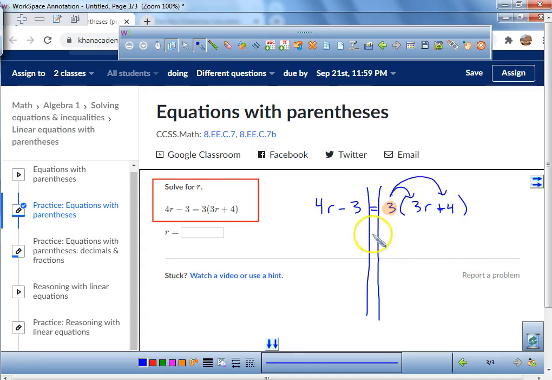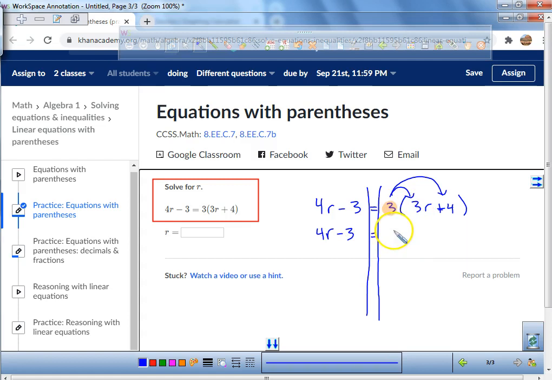All right, so here we go. We're going to distribute. We got 4r minus 3 equals 3 times 3r is a total of? Good, I heard you. 9r. And 3 times 4 is? 12. Excellent. All right, now we have to make a decision. Where are we going to put all the variables? Where are we going to isolate them? On the left or on the right? Correct, right. Why? Because there's more of them.